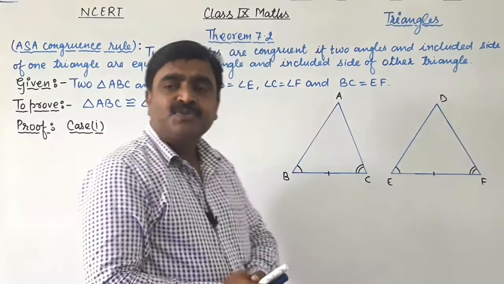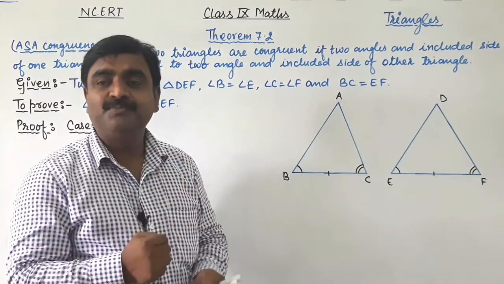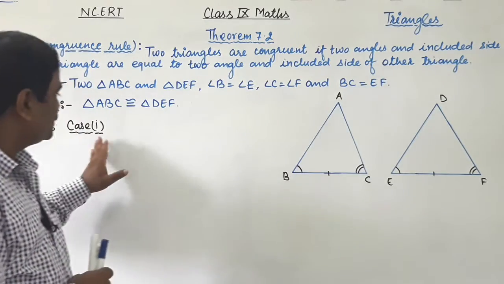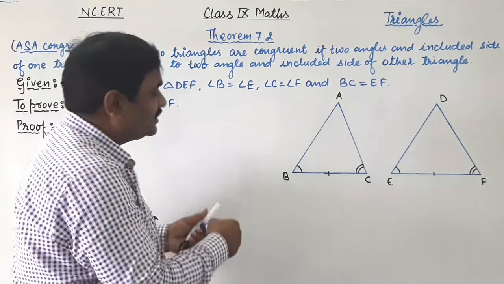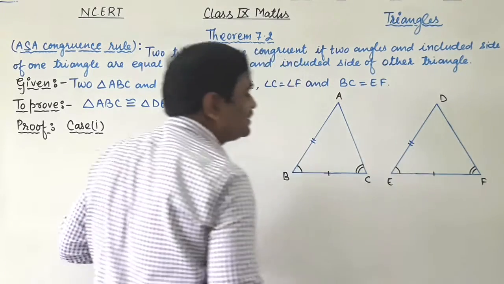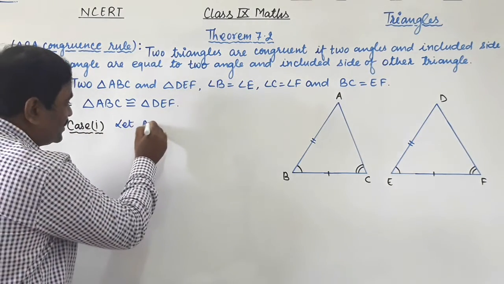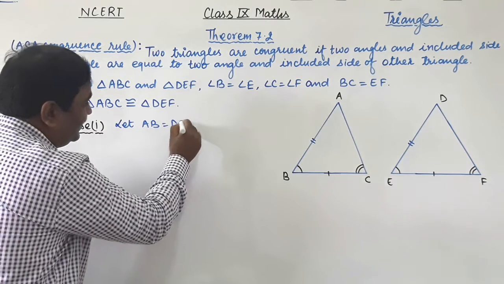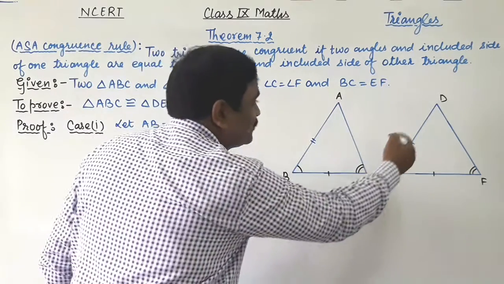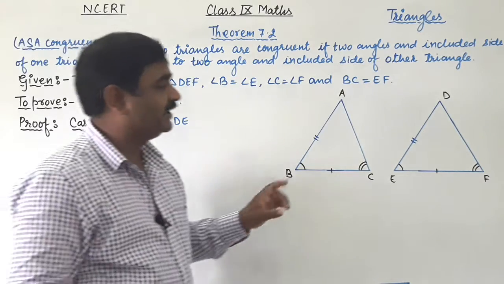Okay friends, so there are three cases, students. We are going to study those three cases according to the condition. In the first case, we are going to take AB equal to DE, right? If AB is equal to DE, then we need to prove that triangle ABC is congruent to DEF. So let's see the first condition, AB equals DE.